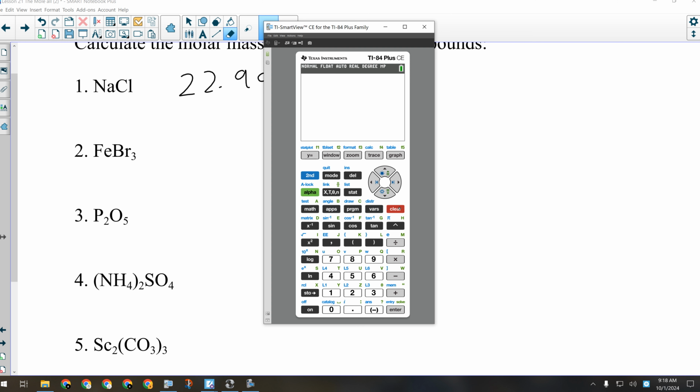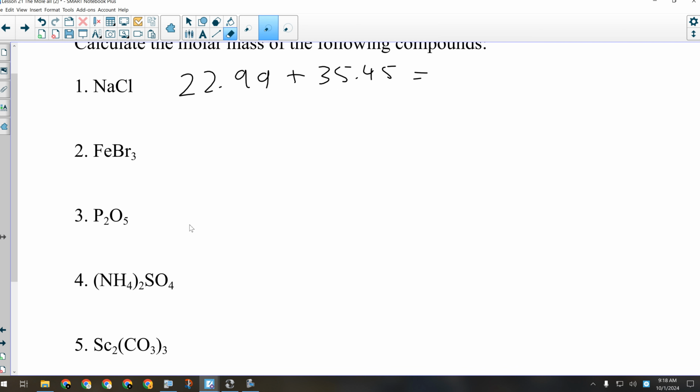All right, so 22.99 plus 35.45. It's giving me 58.44 grams per mole. Okay, are units important? Yes. An answer without units is wrong.